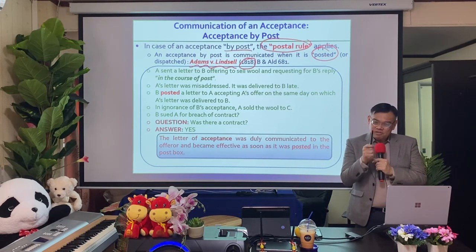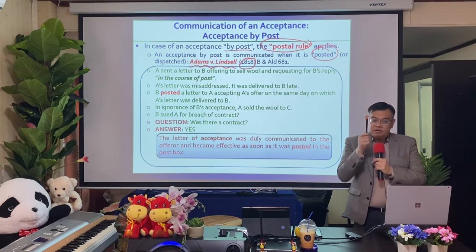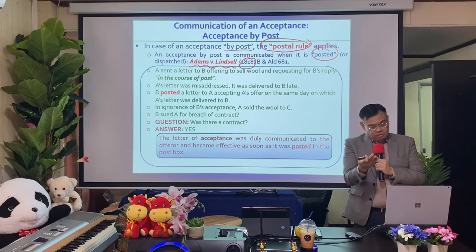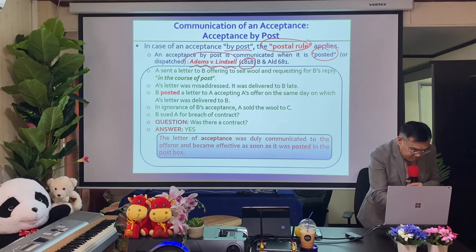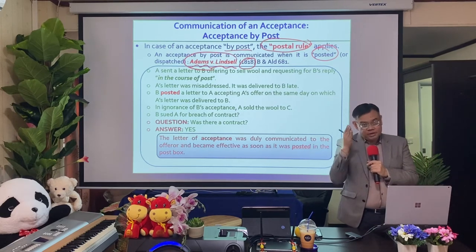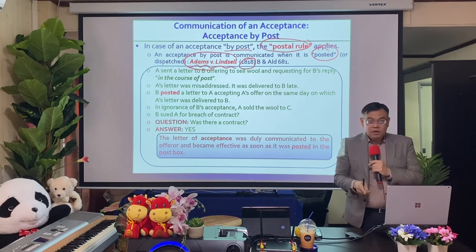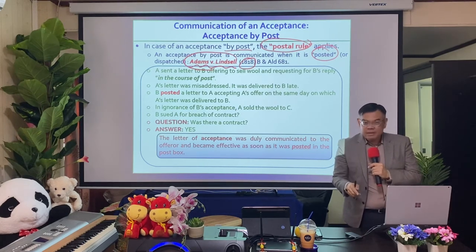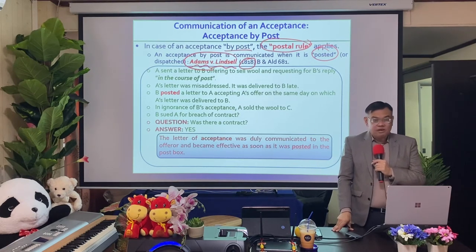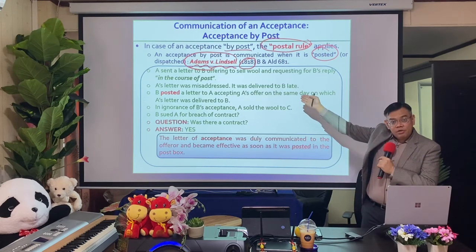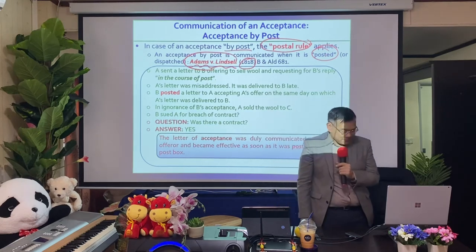Have you come across this expression? This is still good law. When we say this is still good law, you may read a textbook and the textbook says that Adams and Lindsell is still good law. That means that this is still the law which applies now. This rule of law has not been changed. It has not been superseded by any later cases, so we still have to adhere to this case as authority, okay?